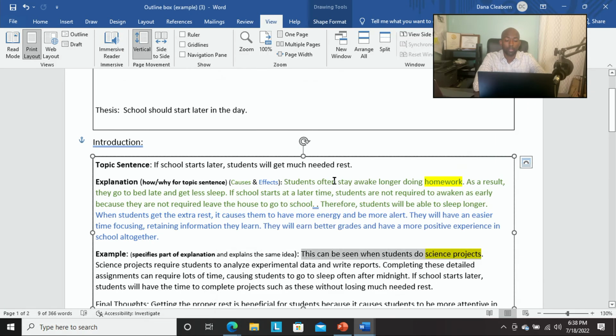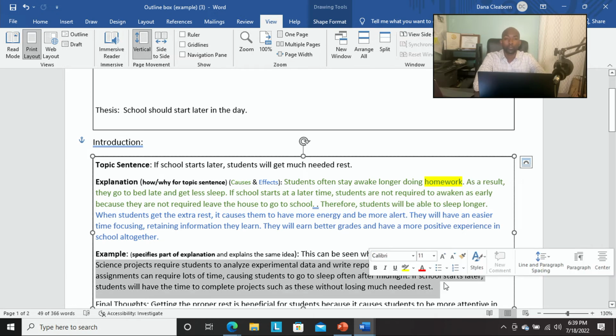So I'm just going back to it. This can be seen when students do science projects. And now the rest of the example. Science projects require students to analyze experimental data and write reports. Completing these detailed assignments can require lots of time, causing students to go to sleep often after midnight. If school starts later, students will have the time to complete projects such as these without losing much needed rest. Okay.